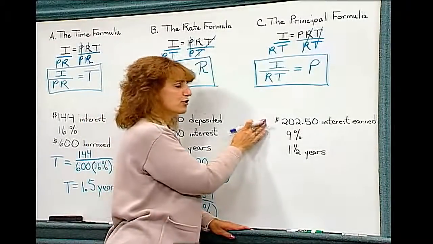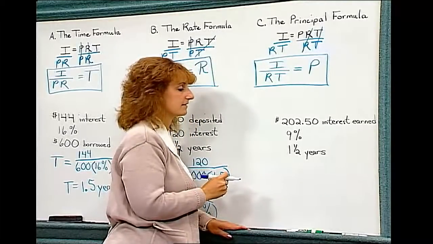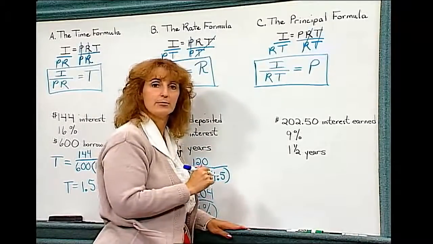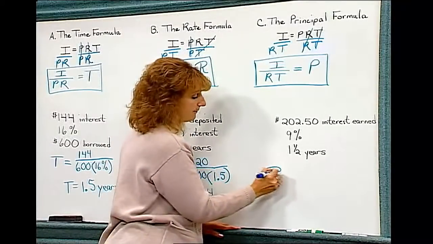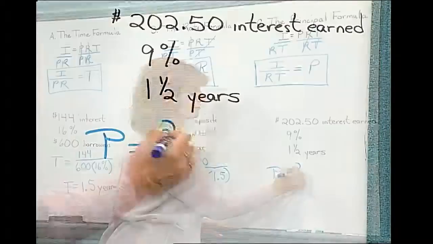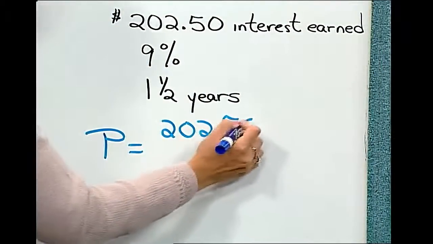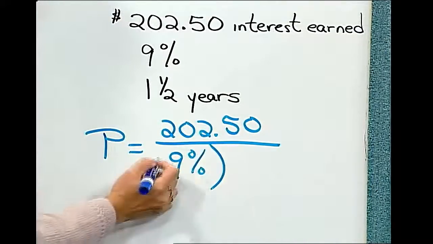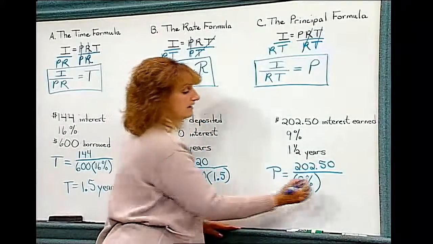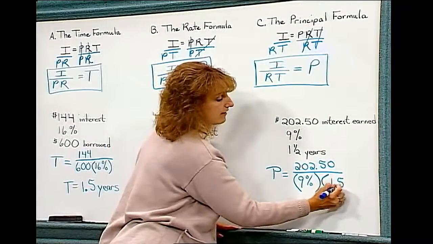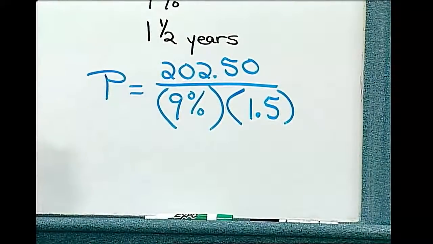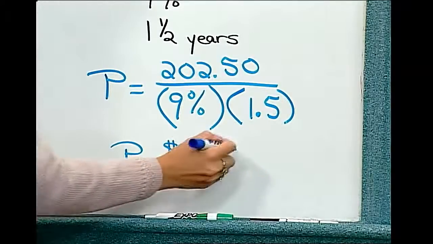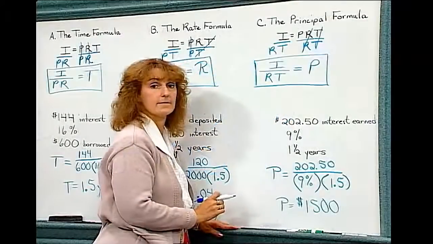Ken and Sue have earned $202.50 in 1.5 years at 9% interest. How much money did they put in the bank? Let's find out. They earned $202.50. Their rate was 9%. Remember, without a calculator, that's 0.09. The time was 1.5 years. After you do your calculations, you will find that they started out with $1,500 in the bank.